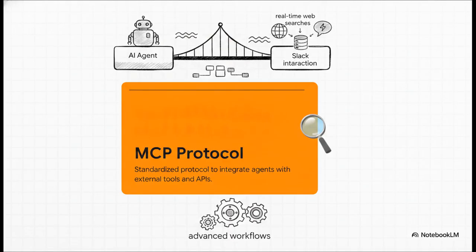The crucial point here is something called the Model Context Protocol, or MCP for short. MCP is a standardized protocol that seamlessly integrates your AI agents with external tools and APIs. Think of it as the essential bridge. Whether you need your agent to perform real-time web searches, pull client data from a CRM, or shoot a message into Slack, MCP provides the standard structure to make all of those advanced workflows happen, and happen securely.